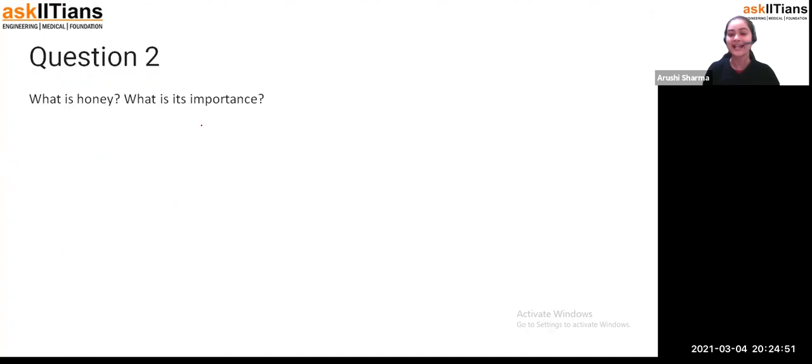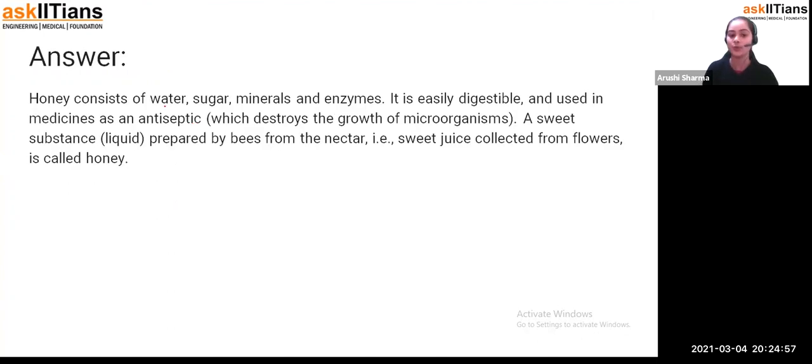Now, what is honey? Why is it important? Obviously, we have seen that honey is a mixture of what? Honey consists of water, sugar, minerals, and enzymes, it is easily digestible, and it is used in medicines as an antiseptic, which destroys the growth of microorganisms. A sweet liquid substance prepared by bees from nectar, the sweet juice collected from flowers, is called honey.